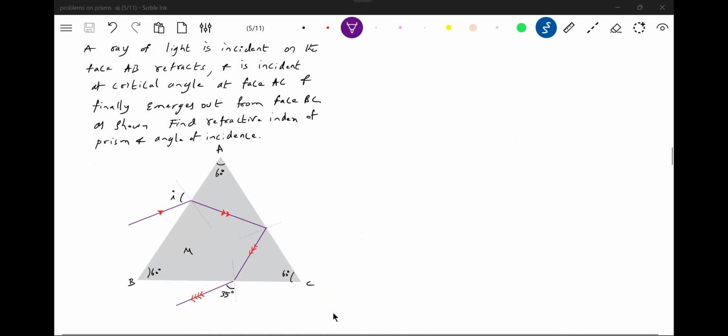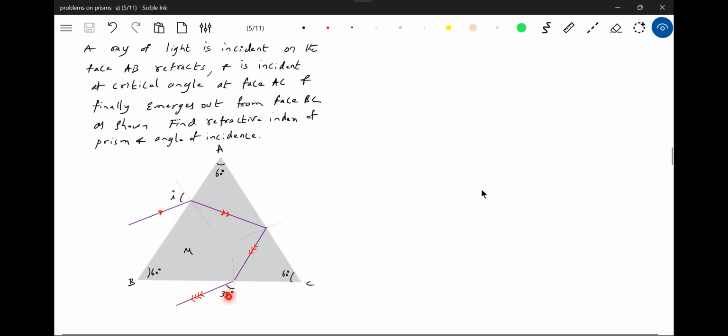Read this question. A ray of light is incident on the face AB. It refracts and is incident at the critical angle on face AC, and finally emerges out from the face BC as shown. Find the refractive index of the prism and the angle of incidence. You have to calculate the mu and this one.